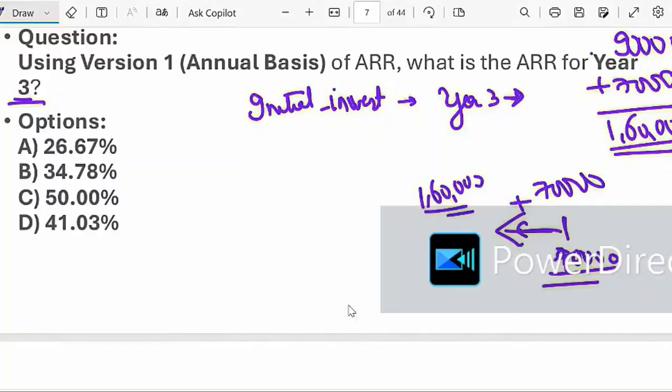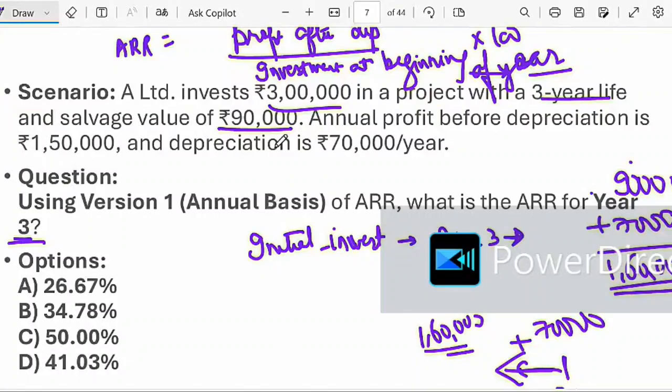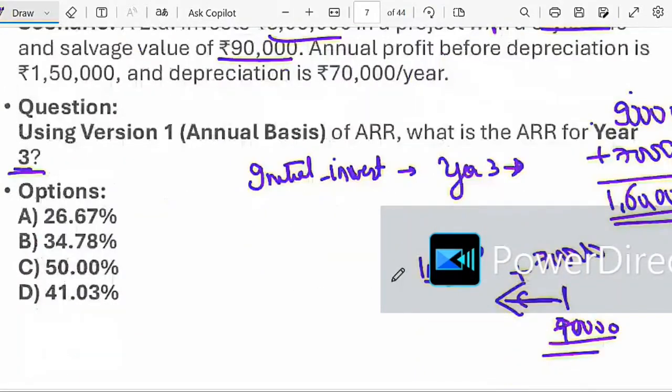If it is not clear, I will explain it again, because this is the main thing that you have to take into consideration: initial investment at the beginning of the year, right? So since depreciation reduces the value of the project, that is why the initial investment at the beginning of the year is 1,60,000.